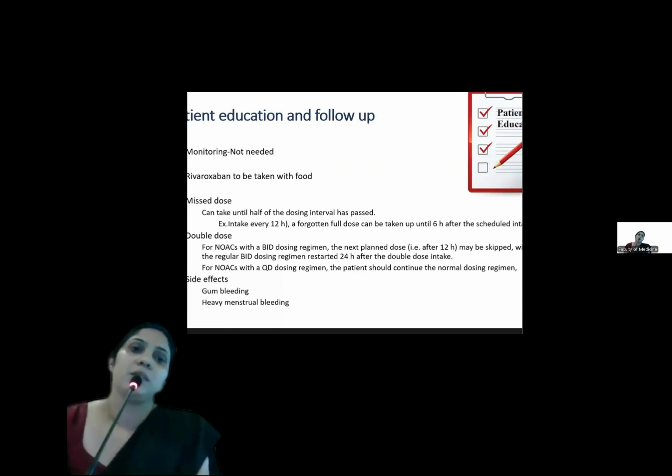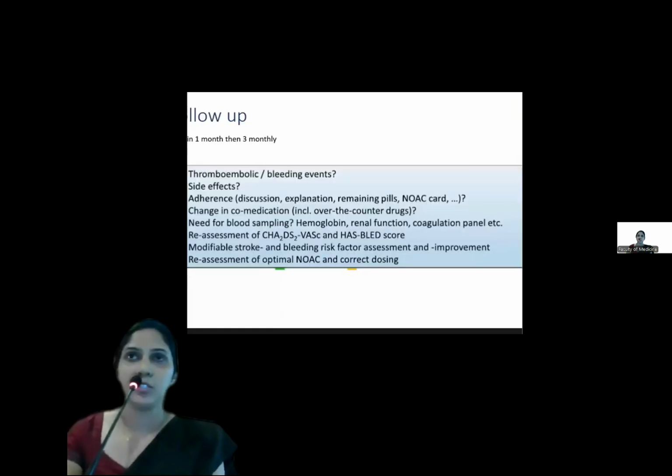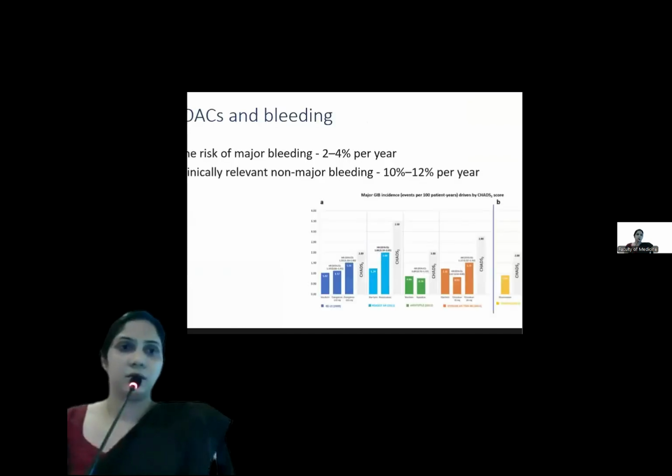Once we start the patient on the DOAC, we have to do the education and follow up. We have to tell them there's no need for close monitoring with any coagulation studies, and rivaroxaban has to be taken with food, since it will increase its bioavailability. If the patient is on an NG tube, we can crush the tablet and give. And we have to advise what to do in case of a missed dose or accidental double dose. And the expected side effects, basically gum bleeding, heavy menstrual bleeding, and pregnancy cautions, we have to tell these things to the patient. Every follow-up visit has to be made a chance to reassess the thrombotic and the bleeding risk.